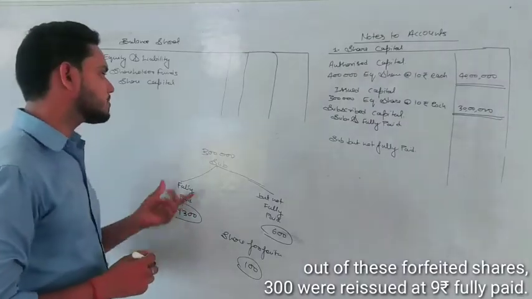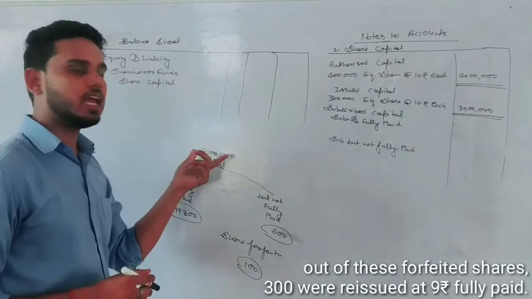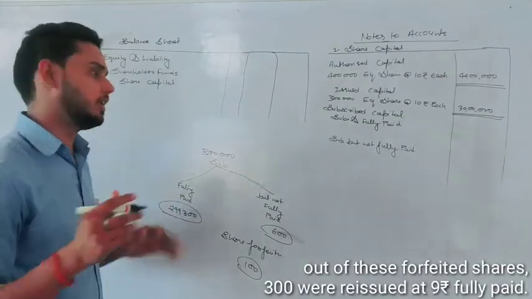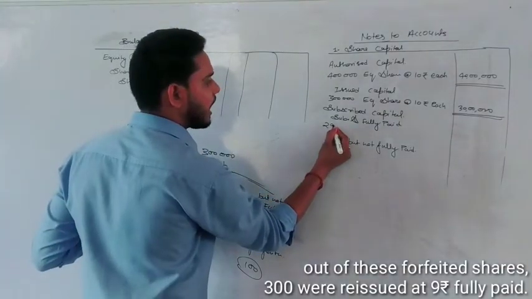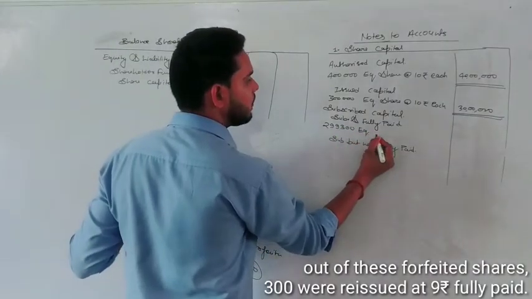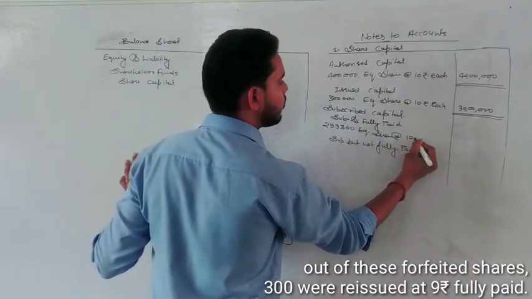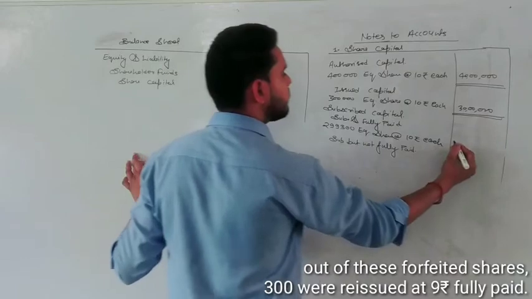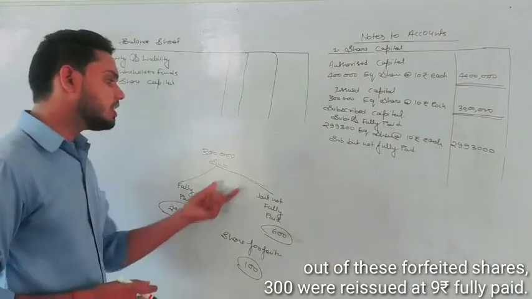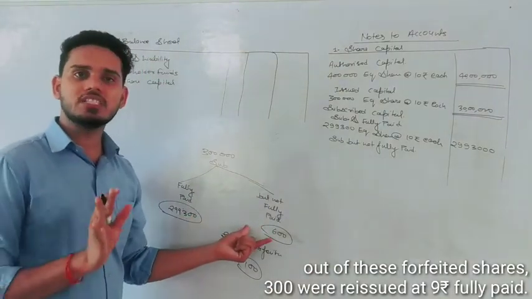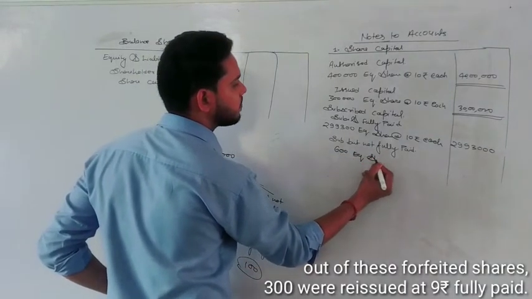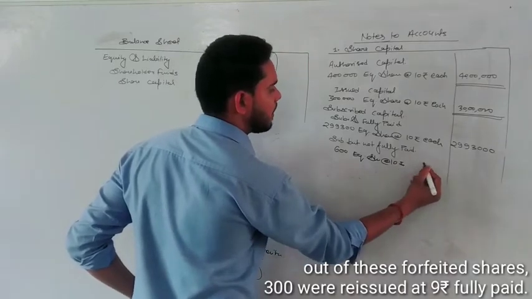So we have a subscribed capital of 3 lakh, and from this the subscribed and fully paid shares are 2,99,300. So we will write in subscribed and fully paid: 2,99,300 equity shares at the rate of 10 rupees each, right? So this will be 29,93,000. Okay, right. Now it's subscribed but not fully paid. We have 600 shares only. So right here 600 equity shares at the rate of 10. So this will be 6,000.